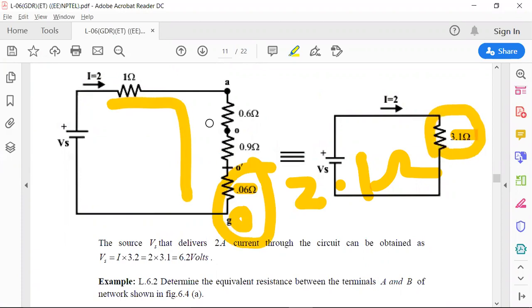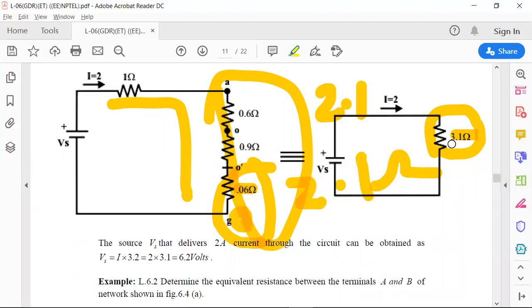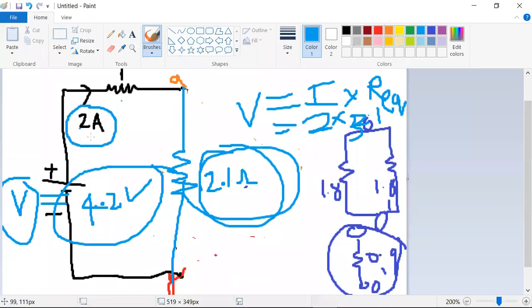If you write this only across this A and G, it will be 2.1. If you add this 2.1 with 1, it will be 3.1. Then 2.1 plus 2, it will be 3.1. 3.1 into, and you know the resistance and you know the current, then it will be 6.2.